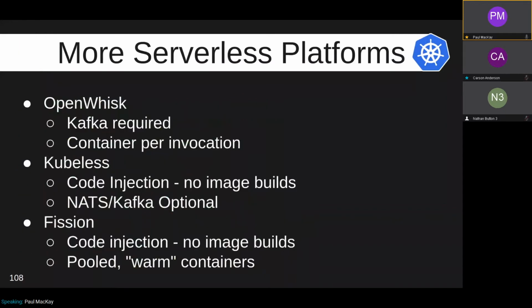I'm going to briefly touch on some of the other platforms because there's obviously a lot more than just the two I've talked about, so I'll hit on some positives and notes about all of these. There's OpenWhisk, which requires Kafka, which I didn't really like, but if you really like Kafka, maybe that's a good thing for you. The main thing I really like about OpenWhisk is that by default it creates a brand new container for every invocation. Every time you call a function, it spins up a container, calls that function, tears it down. That adds a ton of latency if you're going to run it in Kubernetes raw.